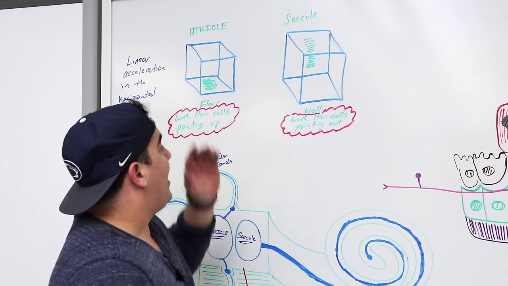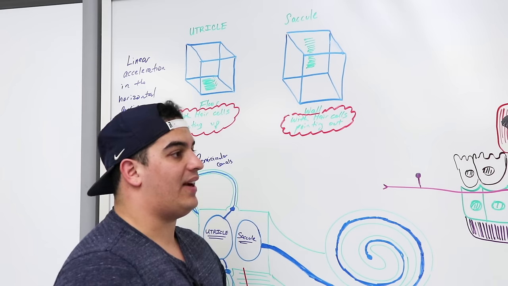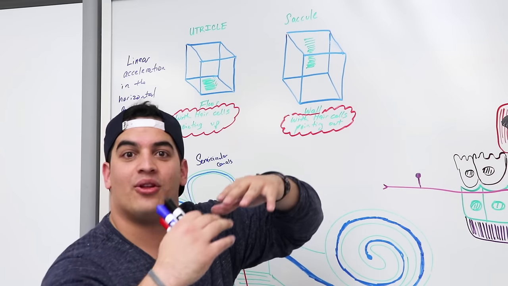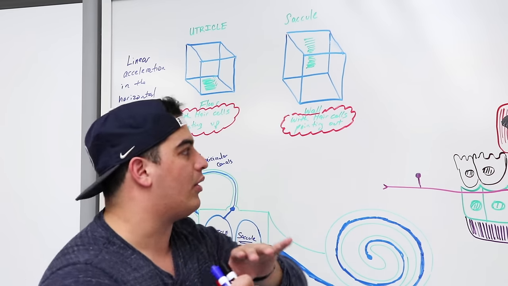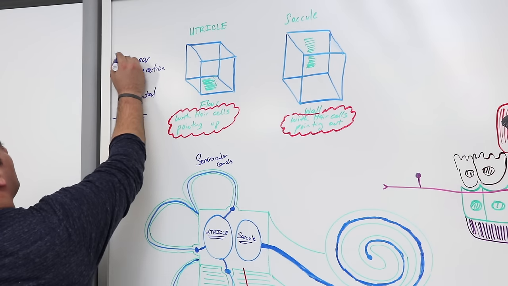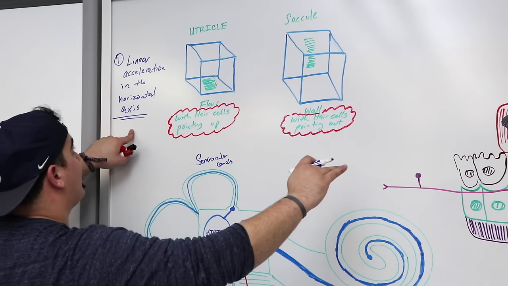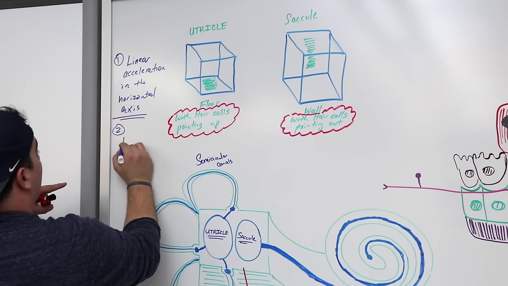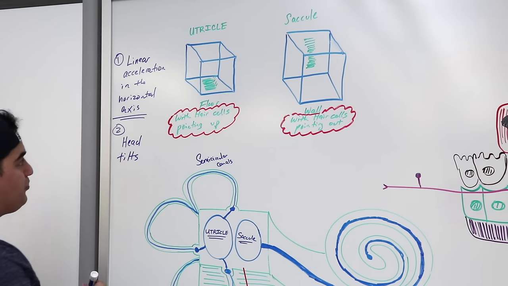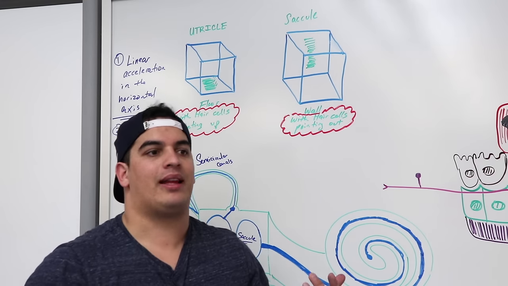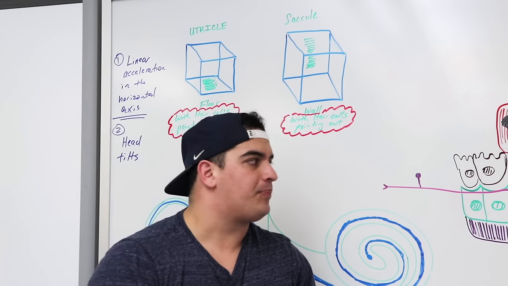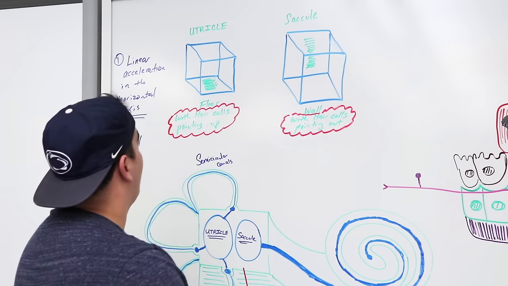Another example: because the hair cells are pointing up, if I tilt my head to the side, it can also stimulate those hair cells. I'll explain this whole mechanism. It's really cool how it works. But I want you to understand that it responds to two different types of stimuli. One is linear acceleration within the horizontal axis. The second is head tilt, meaning moving my head to the left, to the right, or nodding, all that different type of stuff. I'll explain how this works. It's really cool, I promise.